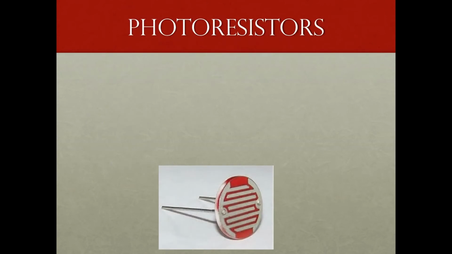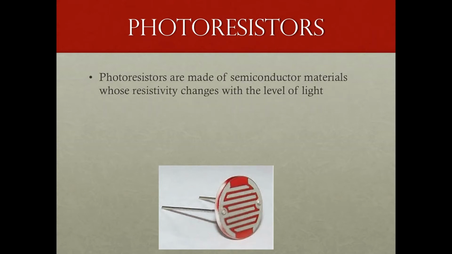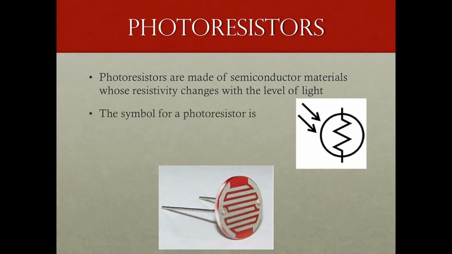Now here's photoresistors. That's another type. They're used for yard lighting and stuff where you only want it to come on as it gets dark. Now photoresistors are also made of semiconductor materials, and the resistivity changes with the level of light. And the symbol for a photoresistor, if you see it on a schematic, is this one.